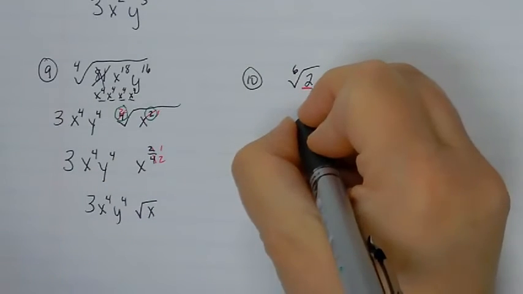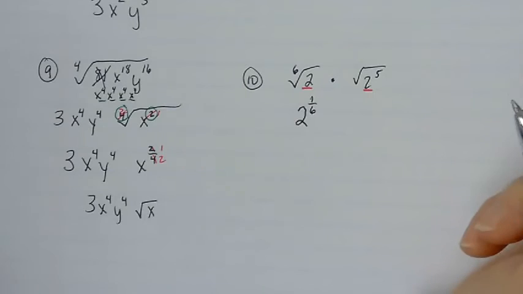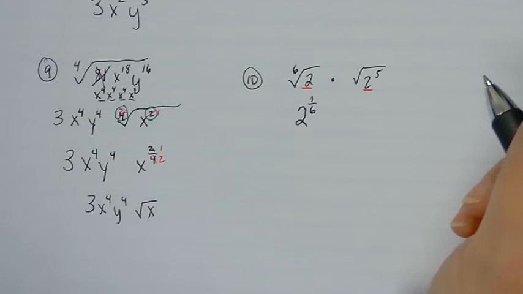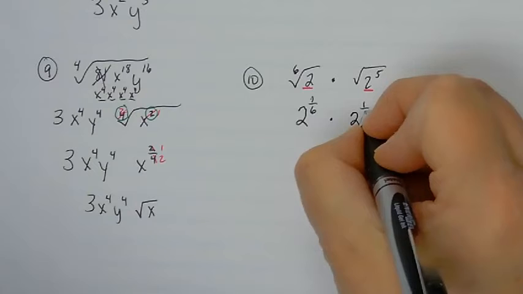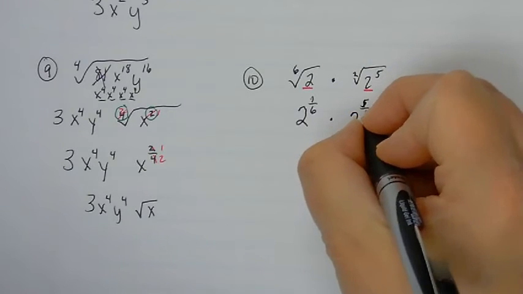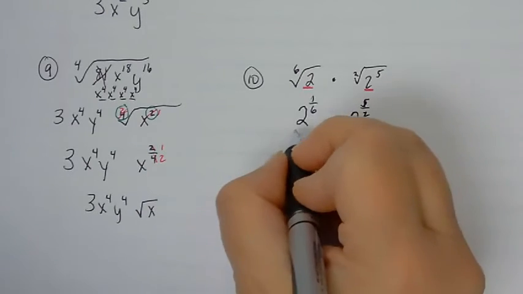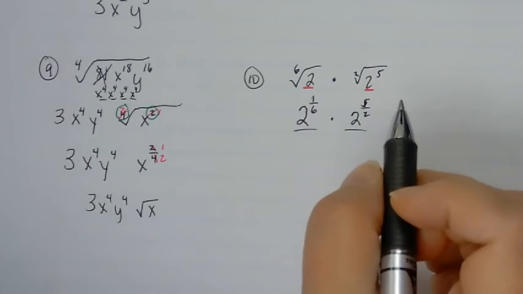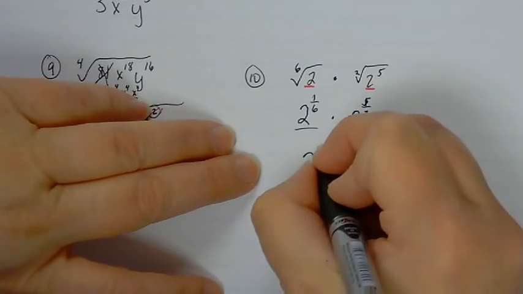So I'm going to turn this 2 into 2 to the 1/6 power, because that means the same thing as the 6th root of 2. And I'm going to turn this 2 into 2 to the 1/5. I'm sorry, that's a 2, so it'd be 2 to the 5/2 power. So because these have the same base number, and this only works because they have the same base number, I can add the exponents.